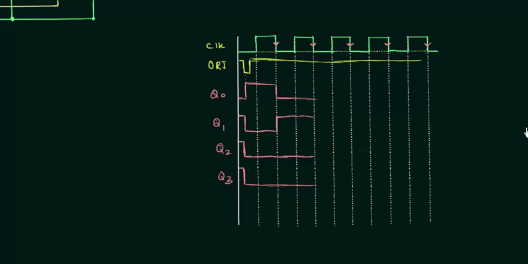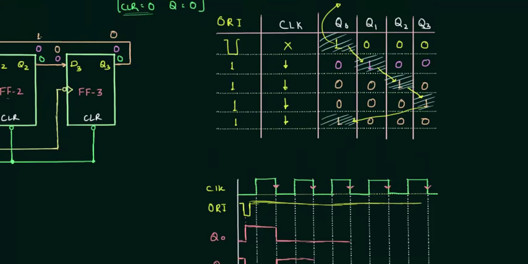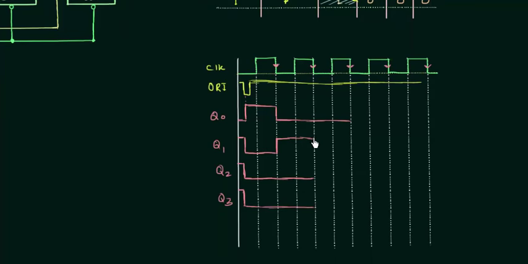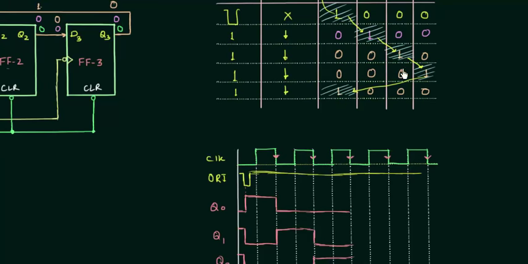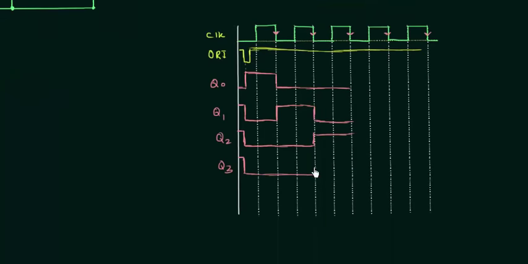For the second falling edge, you can see Q0 is low, so I will make it low. You can see Q0 is low, and also Q1 will go low. It was high, but now it will go low, and Q2 will go high. You can compare it from the table. Q2 is now high, and Q3 is still low, okay?